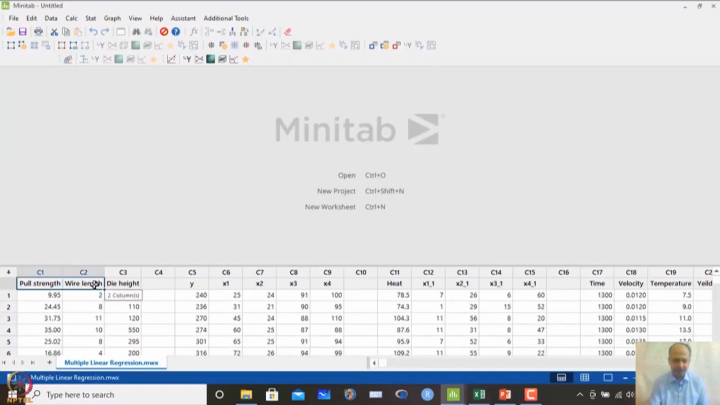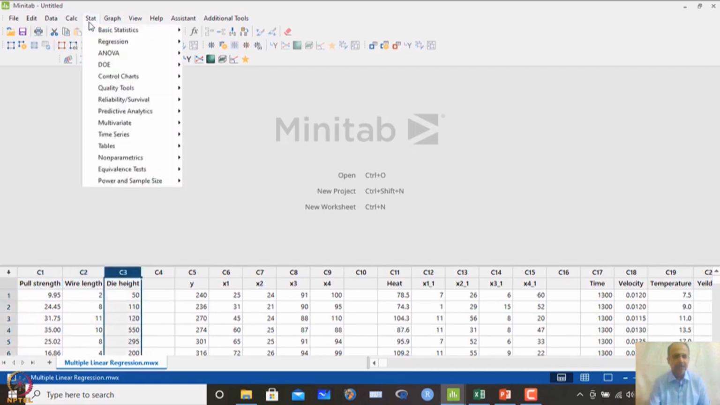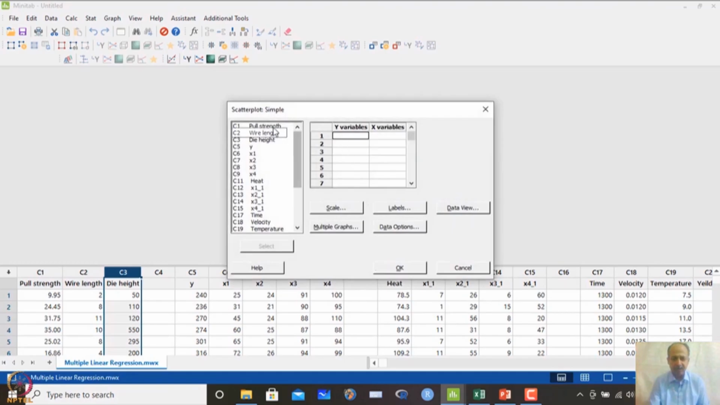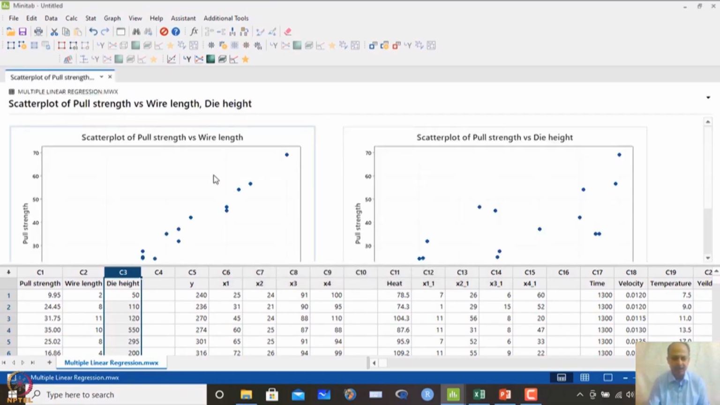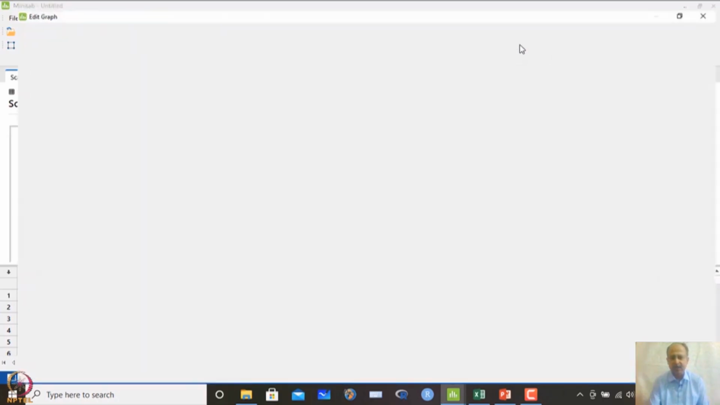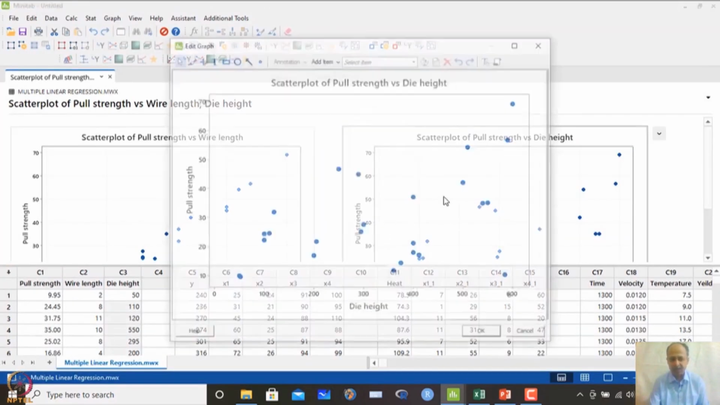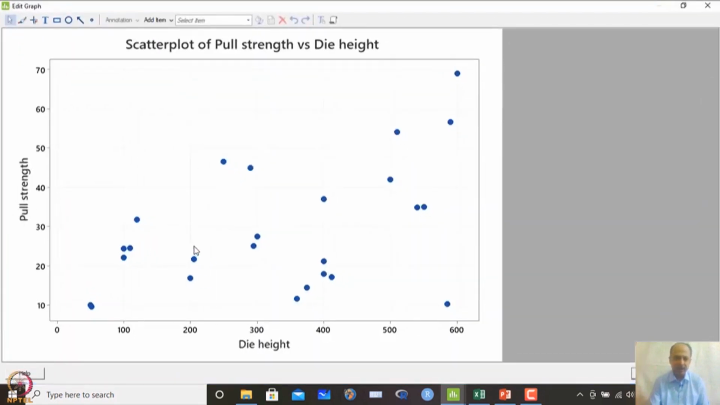When we open the data set, it has columns C1 to C3, which are pull strength, wire length and die height. First we can see graphically how each of these two variables is related to the y variable. So, we select pull strength with wire length, and again pull strength with die height, and it will plot two diagrams. One diagram is with wire length, and we observe a very strong relationship with strength, a positive relationship. So, we expect the coefficient of beta should be positive. For die height it is somewhat not so prominent, but we can see an increasing trend.